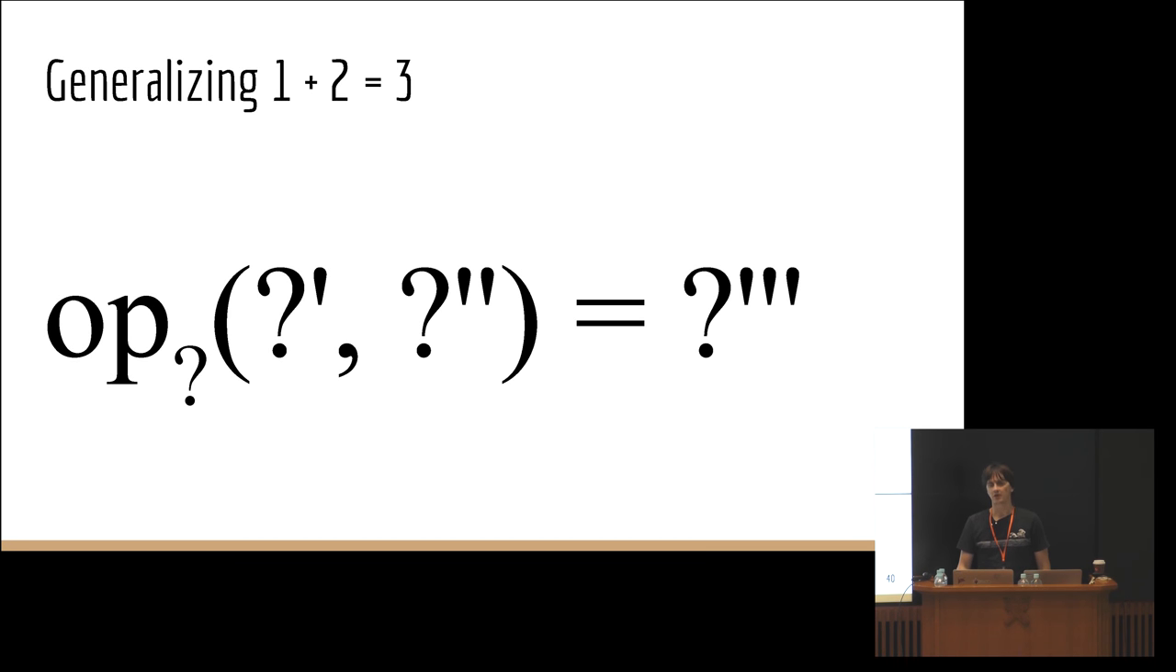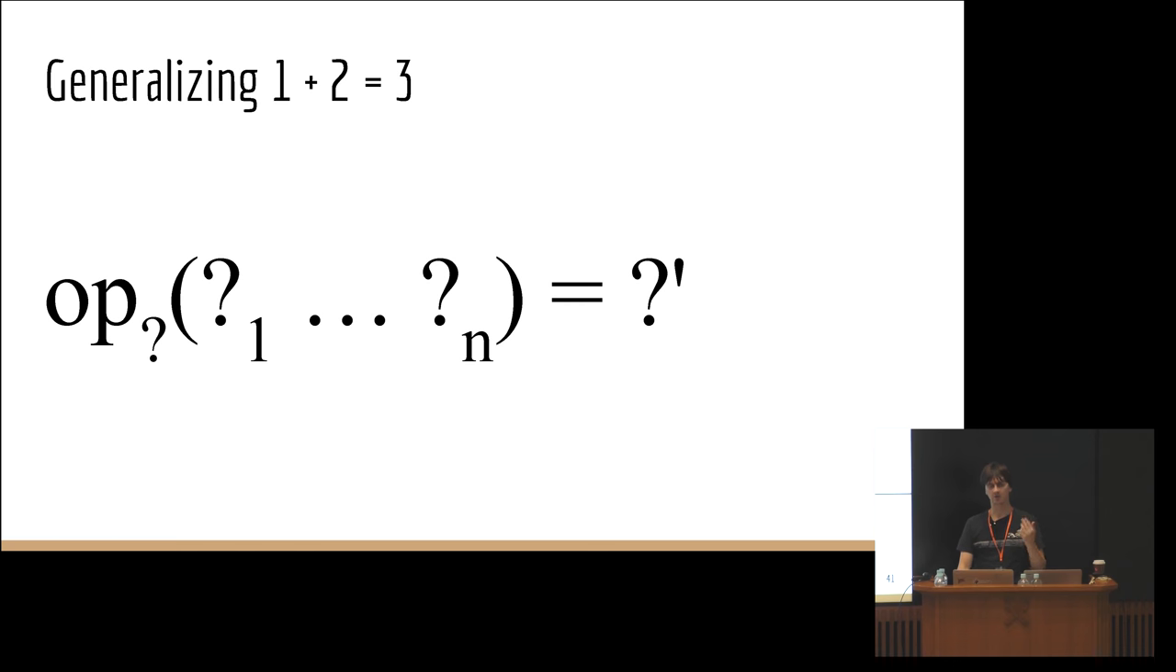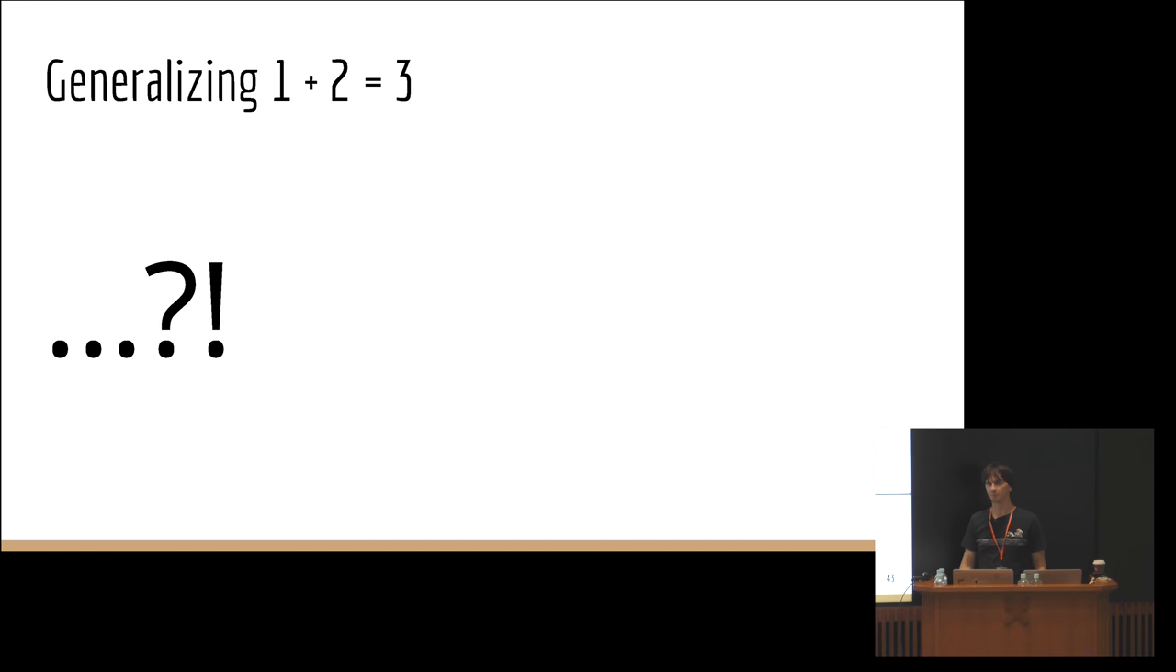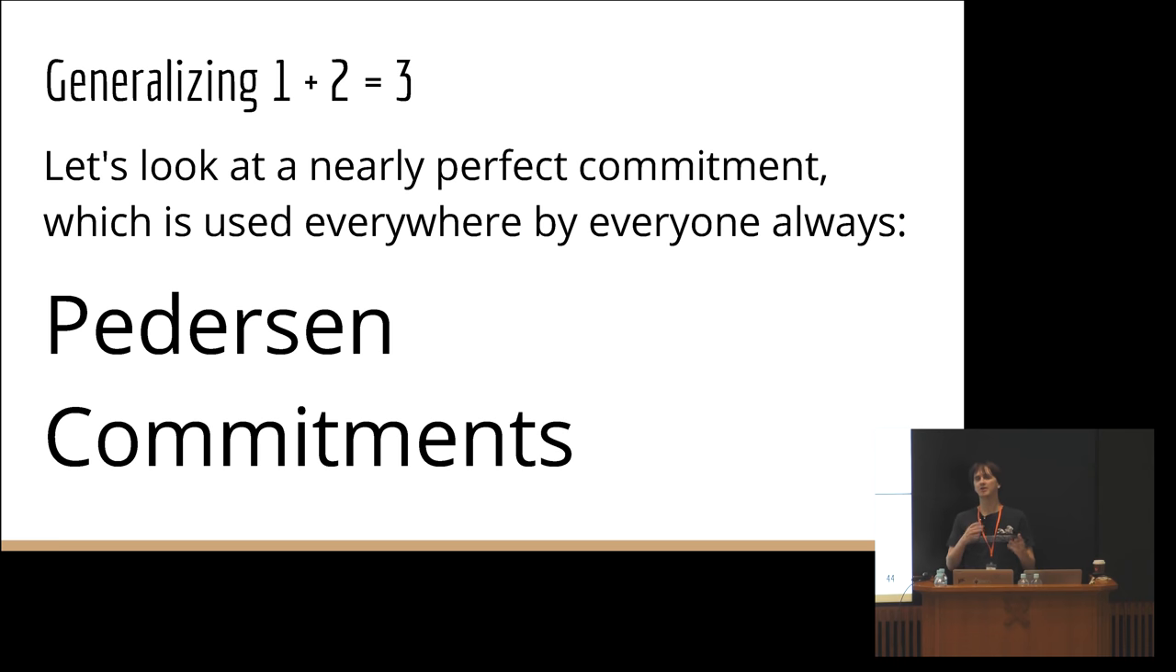I'm going more into generalizing. We don't even know what the operator here is, and we have vectorized the values. So now we can do any amount of values, n values. We can do a vector of these.